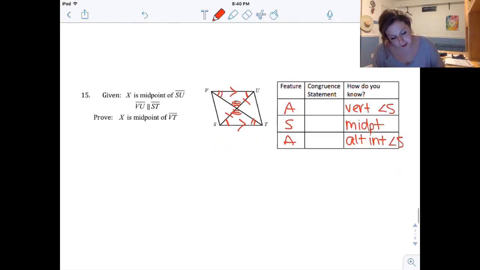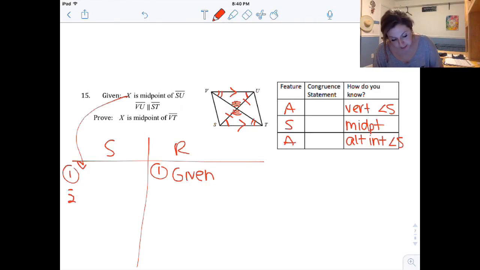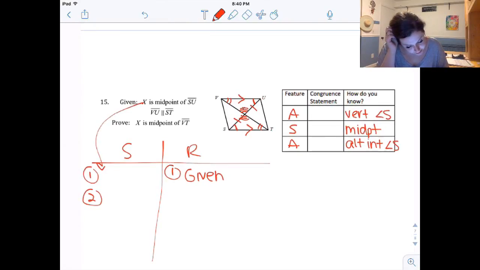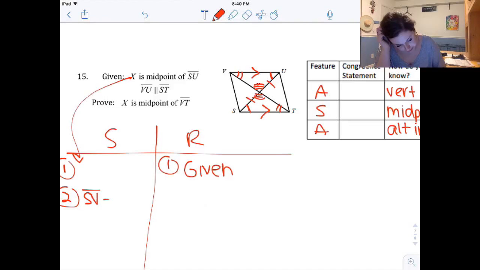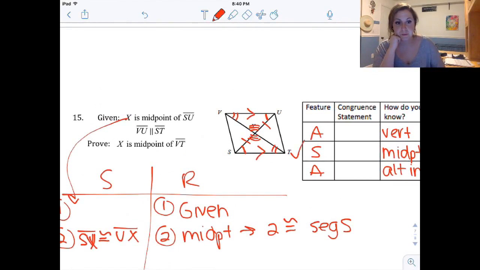So I'm going to start with this. In my given, there are no congruent statements. There's a parallel statement, but there are no congruent statements. So I can't check anything off yet. So now I'm going to say step 2. Okay, step 2, I'm going to use this midpoint fact. So if that's the midpoint, then I'm going to say that SX is congruent to UX. And the reason there would be midpoint implies two congruent segs. Boom. There's one.